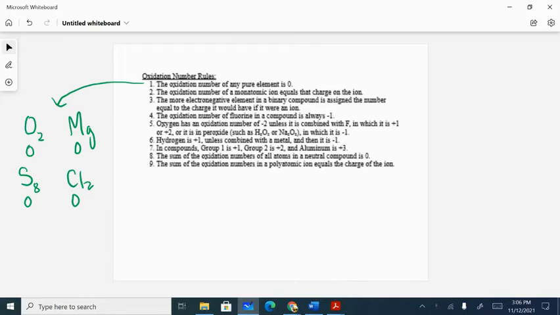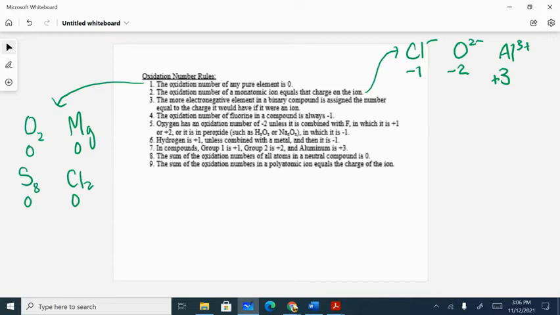Number 2, the oxidation number of a monoatomic ion equals the charge on that ion. Well, let's see. Cl minus, the oxidation number is -1. O minus 2, oxidation number is -2. Al plus 3, oxidation number is +3. Pretty self-explanatory there. The more electronegative in a binary compound is assigned the oxidation number equal to the charge it would have if it was an ion. Let's just skip over that one.